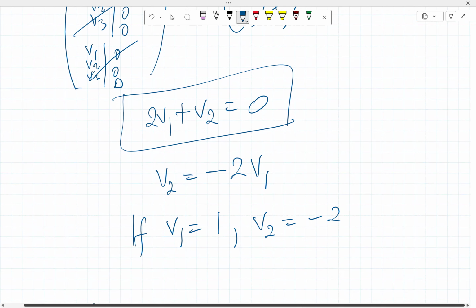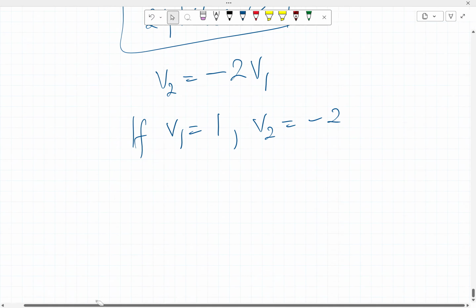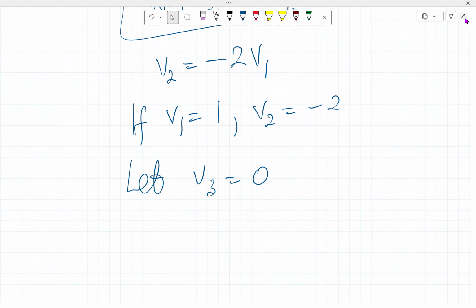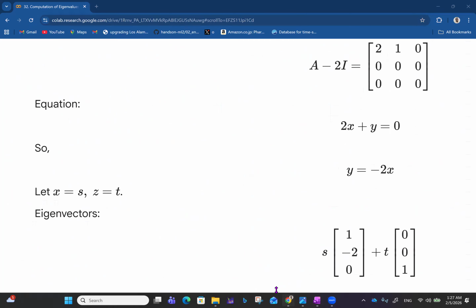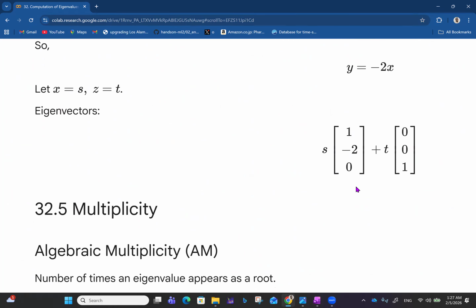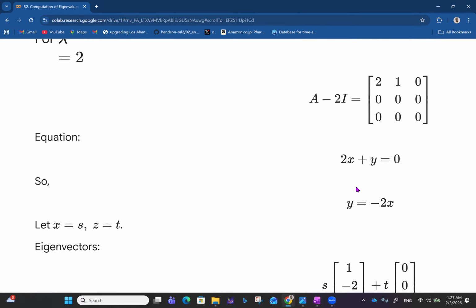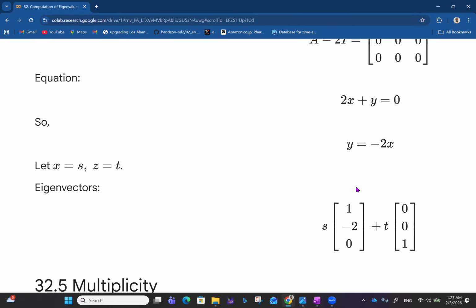We can just say let V3, which we don't know, be 0 or 1 or anything we want it to be, since it doesn't show up with any value directly. So we just take it. This is for lambda equals 2. That's the first thing I did, right? Lambda equals 2.